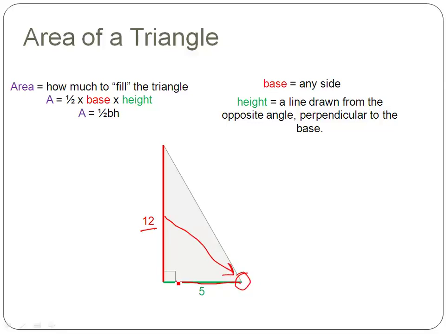I then need a line that is drawn perpendicular, and perpendicular means at a 90-degree angle, to my base, so it's going to be the same calculation. It's going to be 1/2 my base of 12 times my height of 5, which you can see we're getting the same answer of 30 square units.